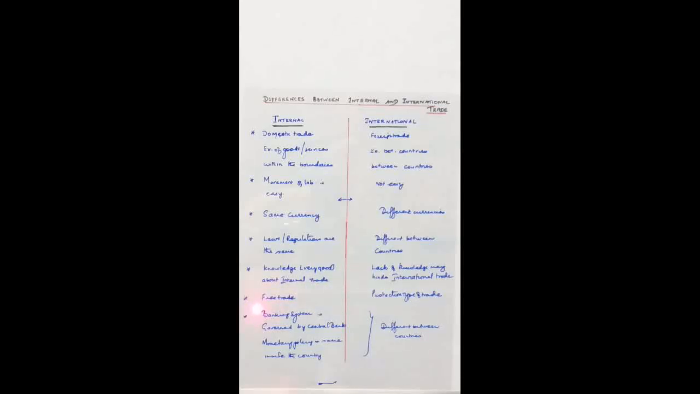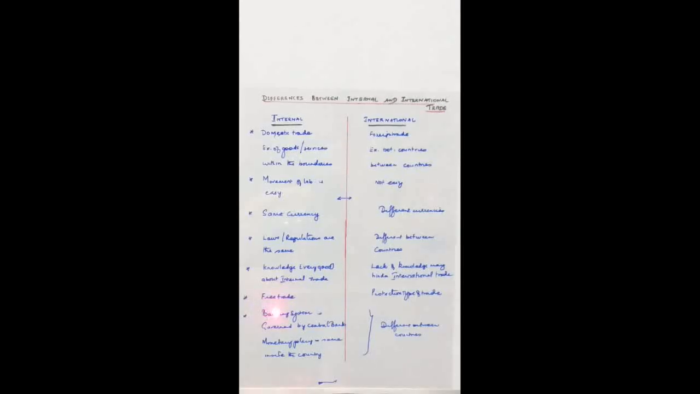In internal trade, it is a free trade. We can travel to any part of the country and we can conduct trade. Whereas in international trade, to conduct trade, we need to get the permission of the other country. Therefore, it is a protection system of trade.